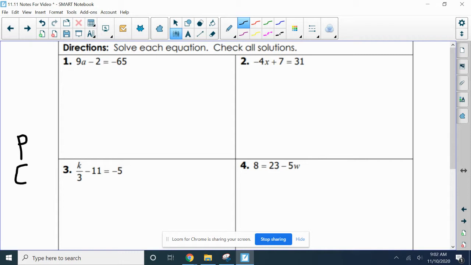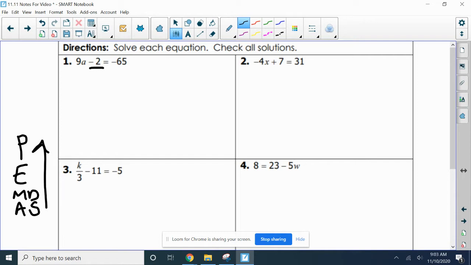And we're working PEMDAS backwards, because we're undoing what we did. To do it, you do it in order of PEMDAS, but to undo it, you do PEMDAS backwards. So we're going to start by getting rid of our addition and subtraction.